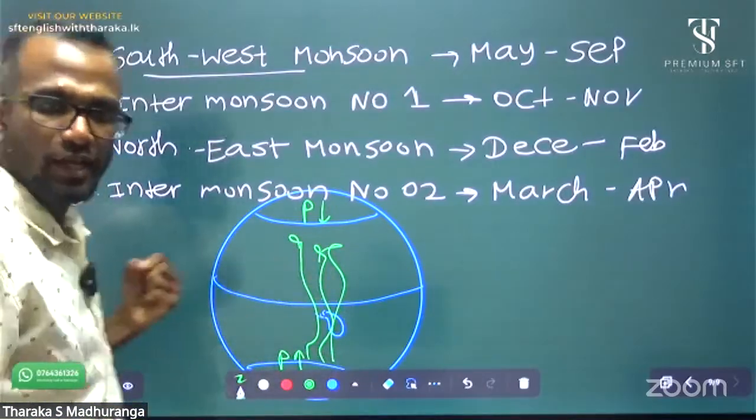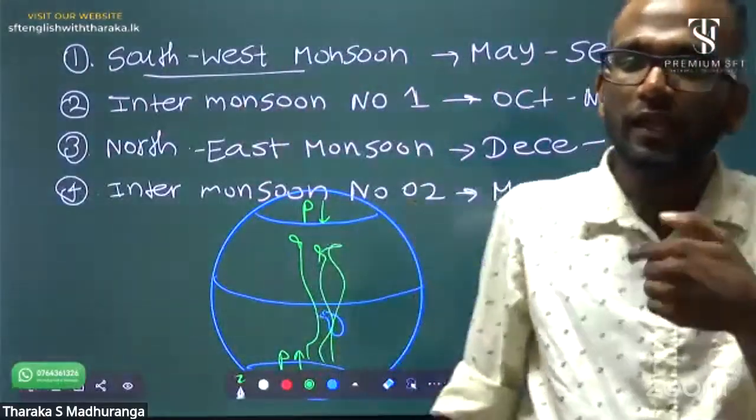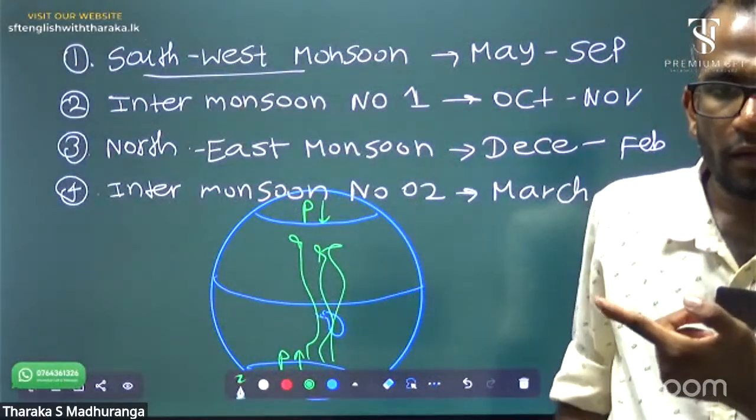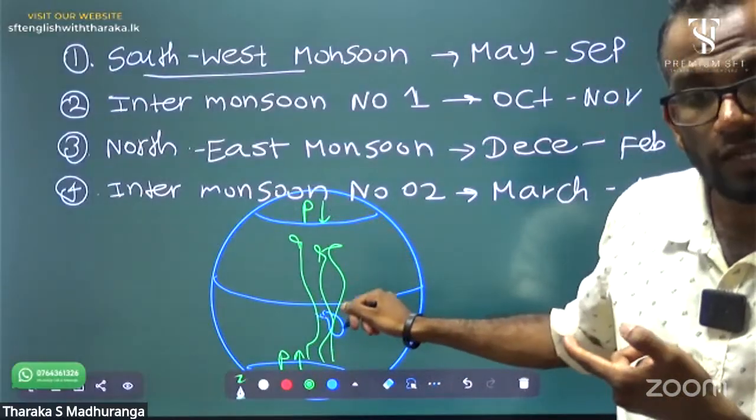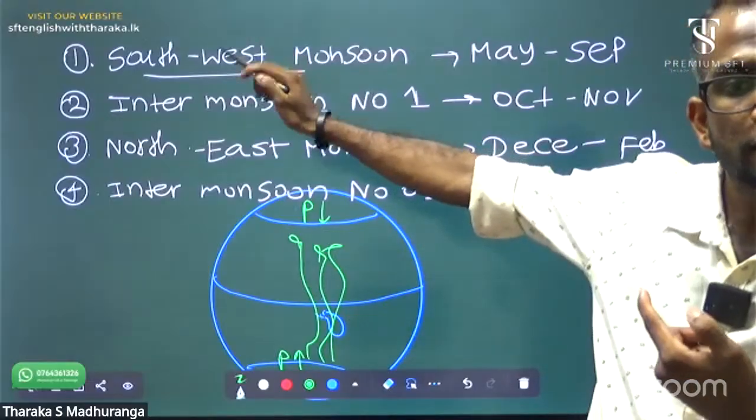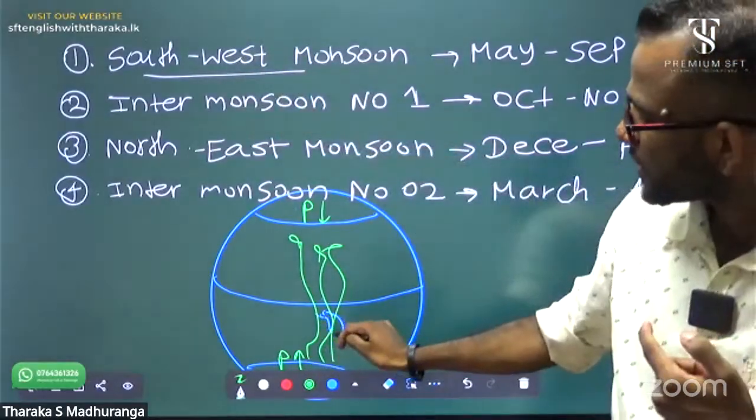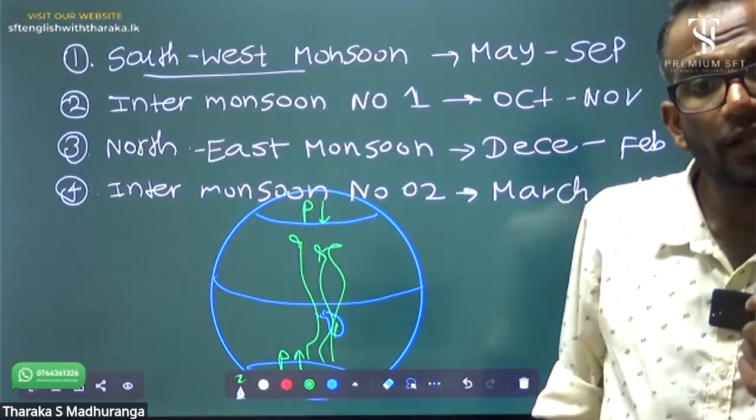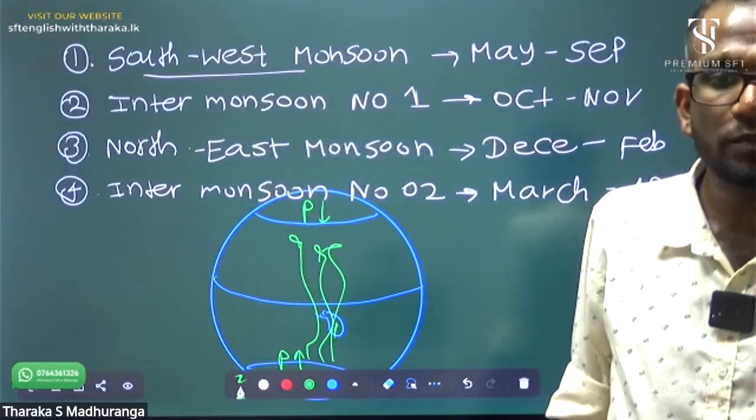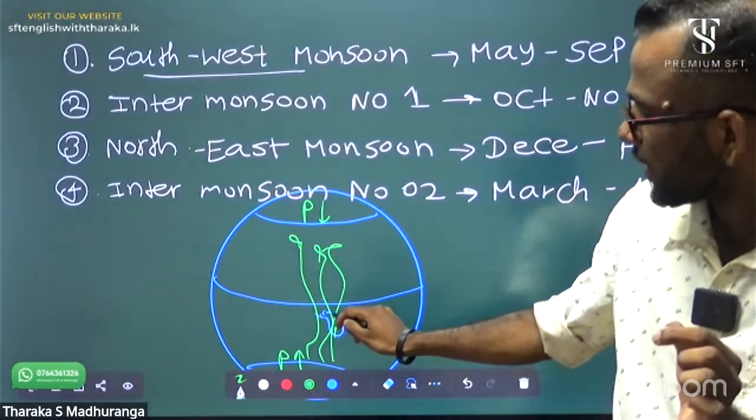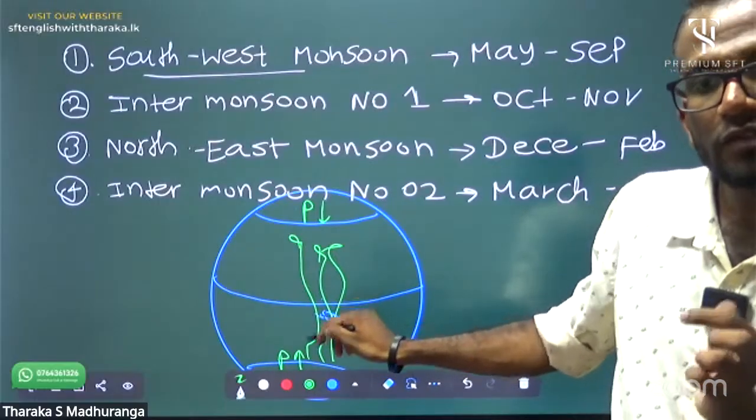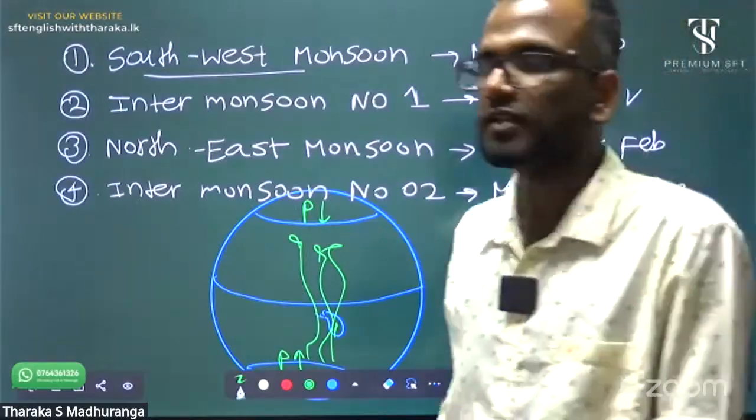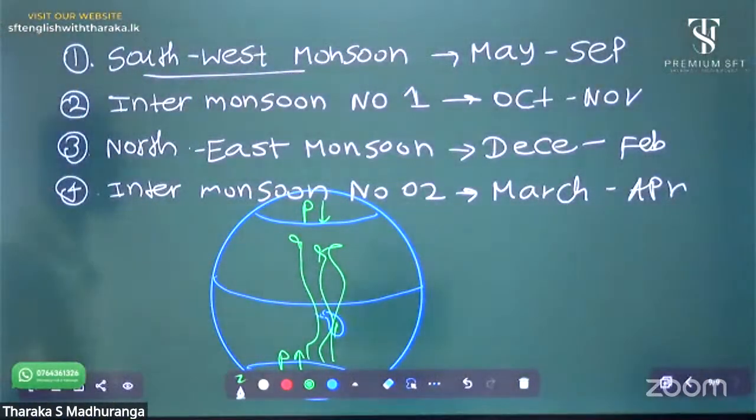So the wind going this way enters Sri Lanka from which direction? The wind flowing from the South Pole to the North Pole enters Sri Lanka from the southwest direction. That is why we call it the southwest monsoon. Right? We are slightly tilted here, so it comes from the southwest direction, not south. Understood?